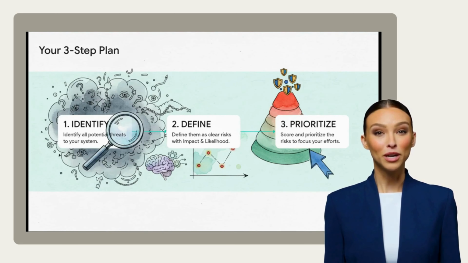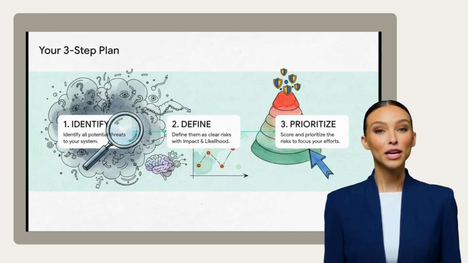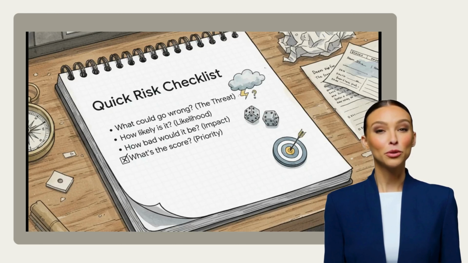And that's the whole point, right? Making that informed decision. So if you remember anything, remember this simple 3-step plan. This is how you get there every time. Identify your threats. What could go wrong? Define them as actual risks. What's the impact and likelihood? Score and prioritize so you can focus your efforts where they'll do the most good.